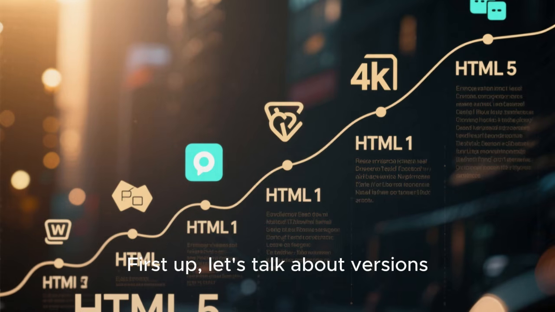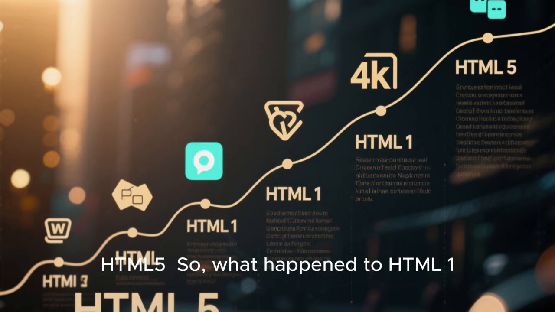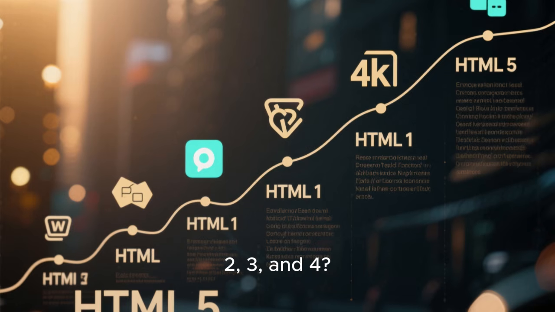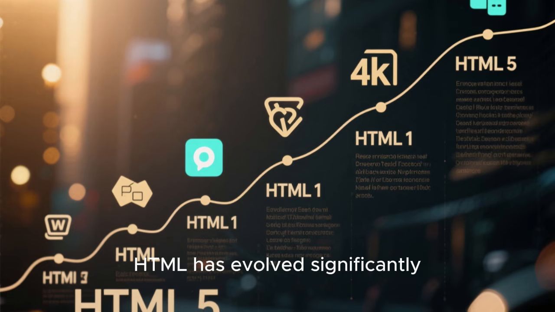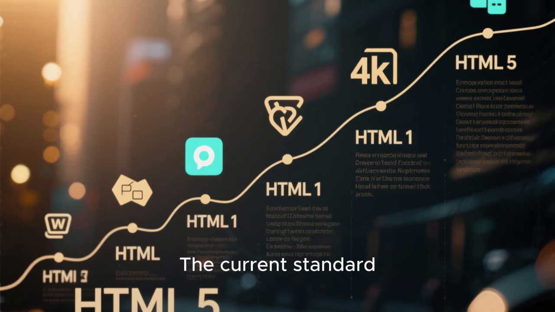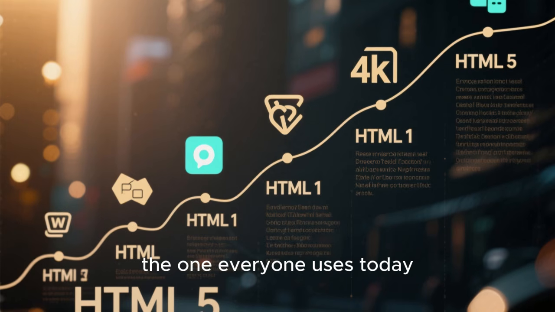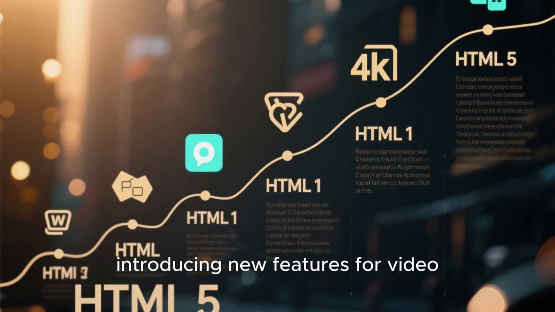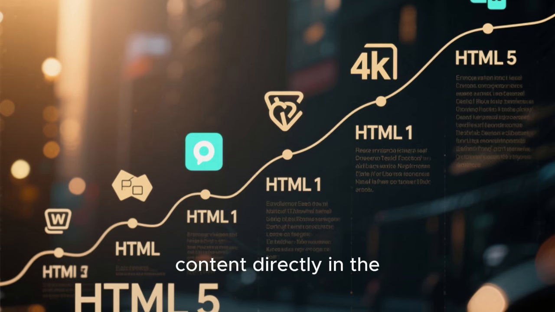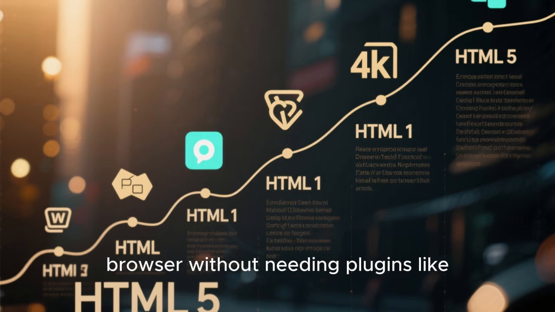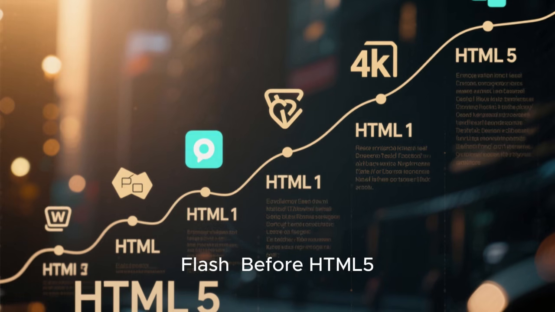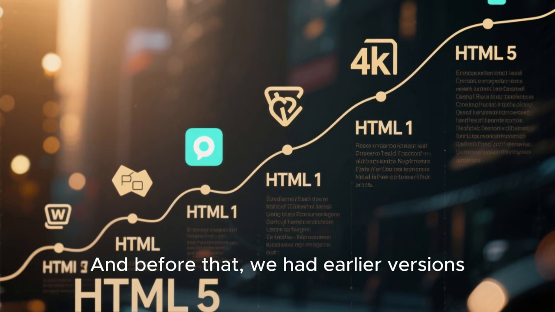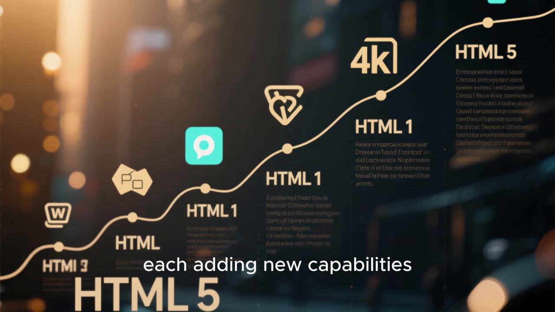First up, let's talk about versions. You might have heard people mention HTML5. So what happened to HTML 1, 2, 3, and 4? Well, they all existed. HTML has evolved significantly over the years. The current standard, the one everyone uses today, is HTML5. It was a massive leap forward, introducing new features for video, audio, and interactive content directly in the browser without needing plugins like Flash. Before HTML5, we had HTML4, which was the standard for a very long time. And before that, we had earlier versions, each adding new capabilities.